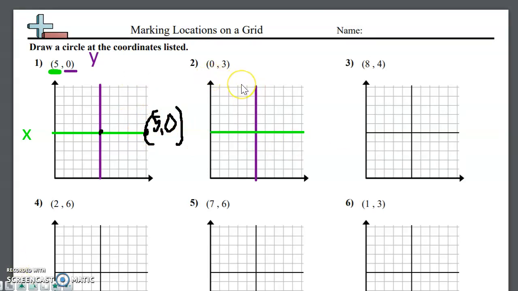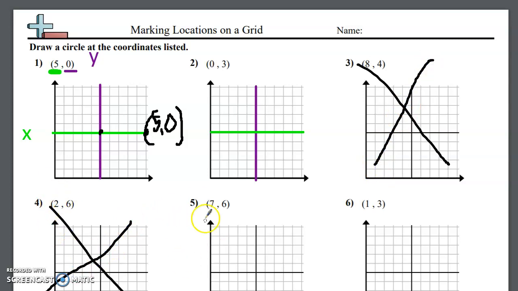Alright guys, we're going to do number 2 and number 6. We're going to skip over number 3 and number 4 only because the lines aren't all there, and I don't want it to get confusing for us.